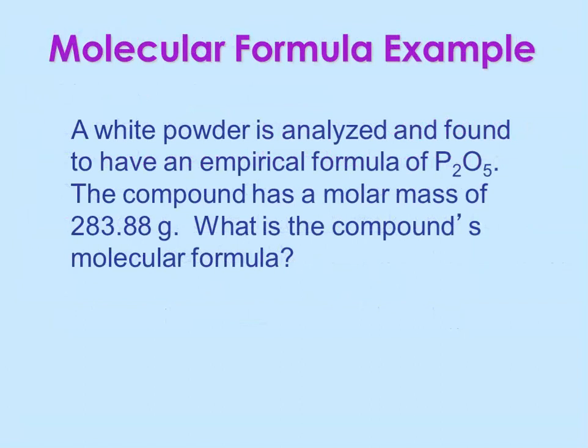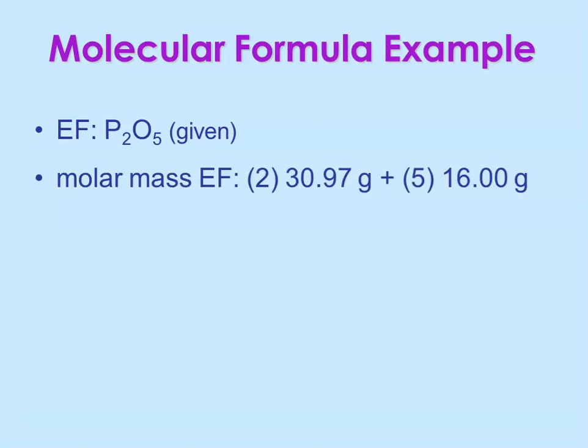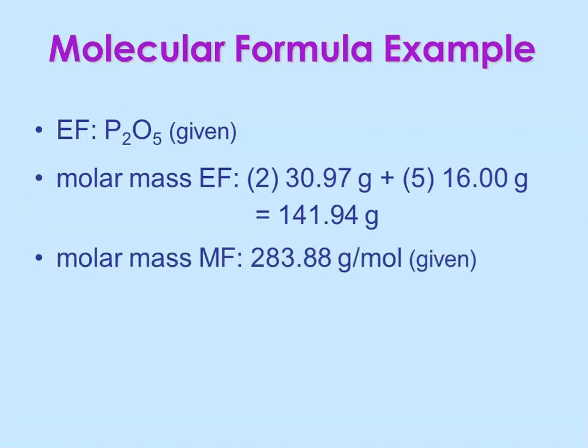So here we have a white powder. It was analyzed and determined to have an empirical formula of P2O5. We're told that the molar mass of the actual compound is 283.88 grams. What is the actual molecular formula for this compound? So we have an empirical formula, P2O5. And we can find the molar mass of that, 2 times 30.97 plus 5 times 16, and that gives us a molar mass of 141.94 grams. The problem told us what the molar mass of the molecular formula was, approximately 284 grams.